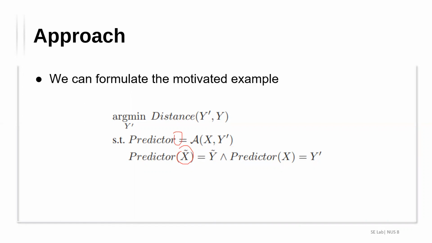Because we don't need to change X, because they define the bug as mislabeled items. The training set X has no problem, but Y is wrong. So they only revise the label. If they only change the label, then what's the difference between X and X tilde? X tilde is the trusted items.